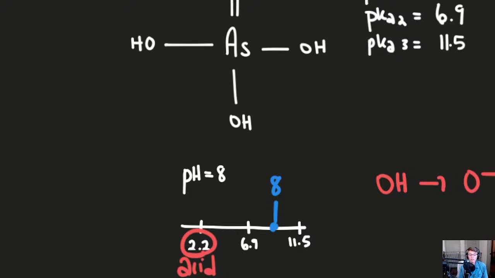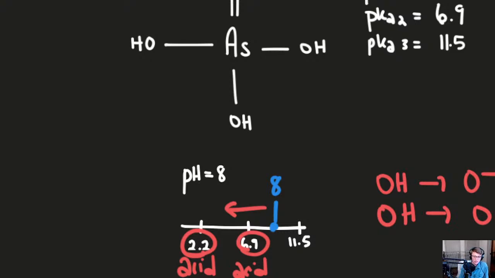And since we've already defined what that 2.2 would do, we just do the exact same thing for 6.9. Anything that's on this side here is going to act like an acid, which means that once we know what one does, we know what the other one is going to do. On the other side of this scale, we can go ahead and think about 11.5 and what would be happening here, just to take this 100% full circle.